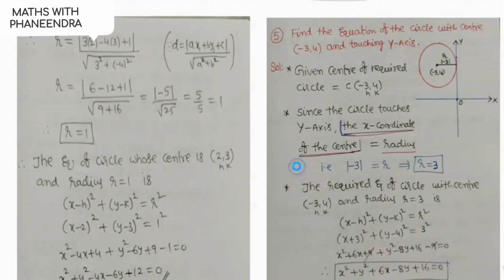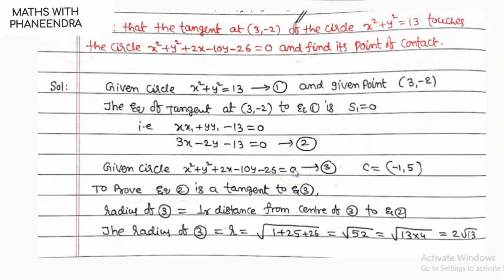We'll move to the next question. This is also important for 4 marks or 7 marks. Prove that the tangent at (3, -2) of the circle x^2 + y^2 = 13 touches the circle x^2 + y^2 + 2x - 10y - 26 = 0 and find its point of contact. Here there are total 3 parts to the question.